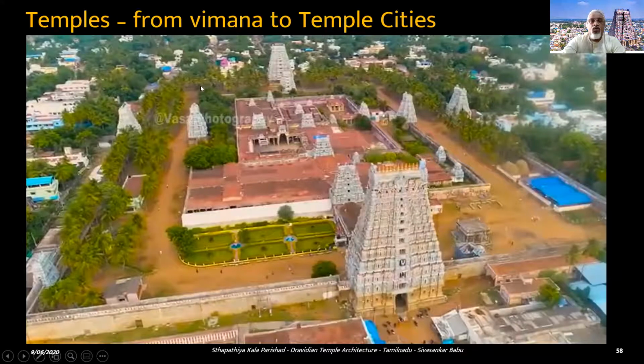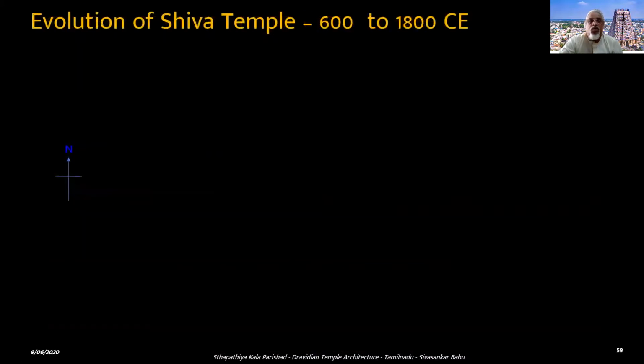Now it is a huge temple complex. So we are going to see how this evolved over a period of 1200 years. For this, I am taking the example of Shiva temples. The same variation is also true for Vaishnava temples or Shakta temples.